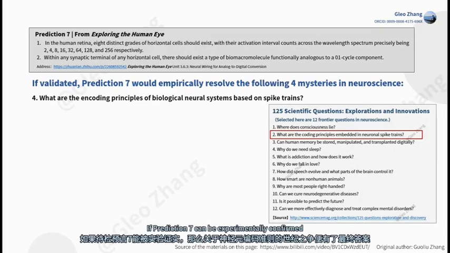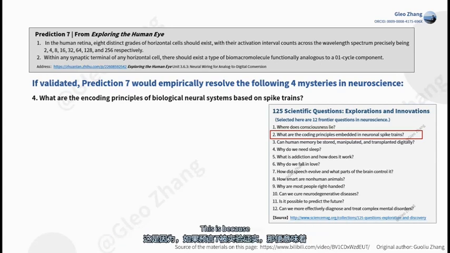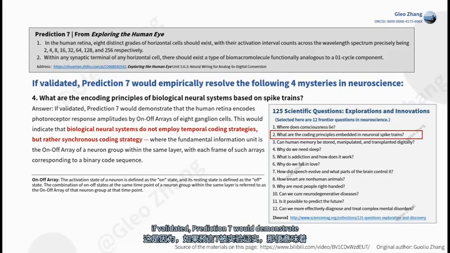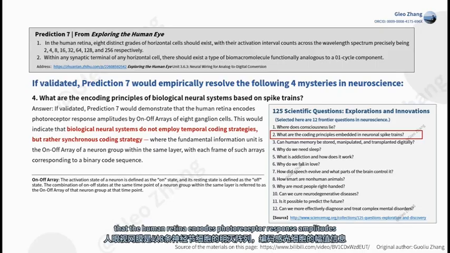If prediction 7 can be experimentally confirmed, it will provide the ultimate answer to the century-long debate over neurocoding principles. This is because, if validated, prediction 7 would demonstrate that the human retina encodes photoreceptor response amplitudes by on-off arrays of 8 ganglion cells.